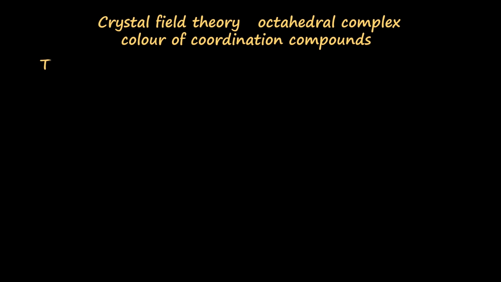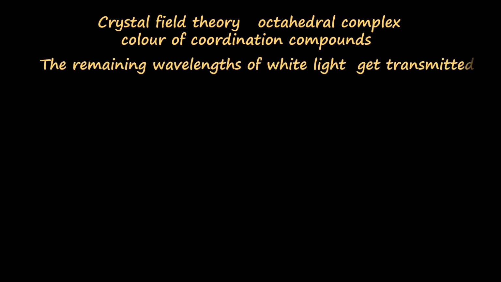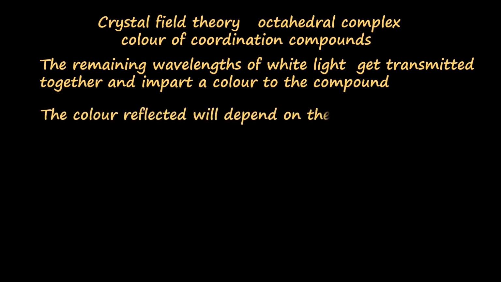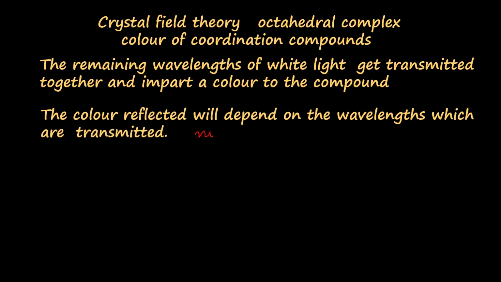That is, the remaining wavelengths of white light which are not absorbed only get transmitted, and all of them get transmitted together and impart a particular color to the compound. The color will depend upon the wavelengths which are transmitted. Different metal ions absorb different colors. So the transmitted or reflected wavelengths also will differ.